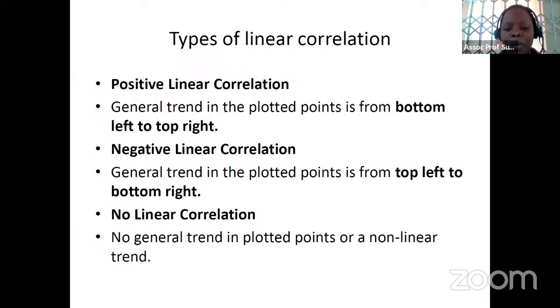When we have a plot where points are running from bottom left to the top right, then that is a positive linear correlation. And if the points are running from the top left to the bottom right, then that is a negative correlation. And if it's just a random scatter of points, then we have no correlation, or no linear correlation.